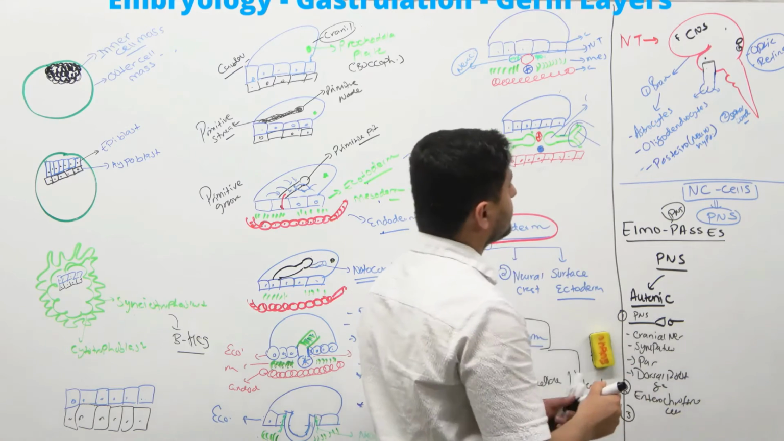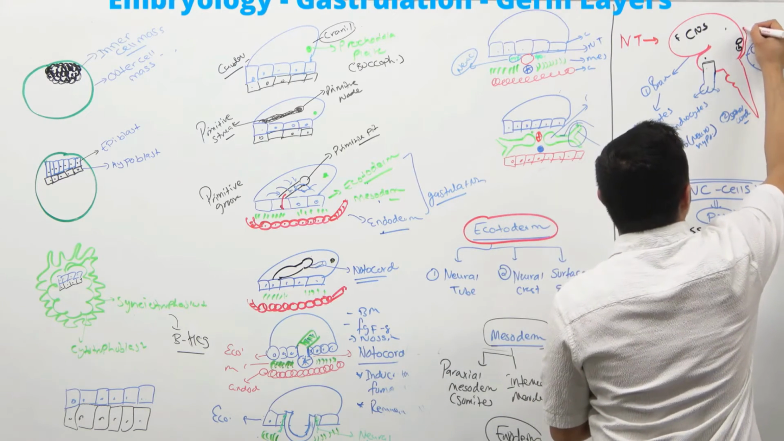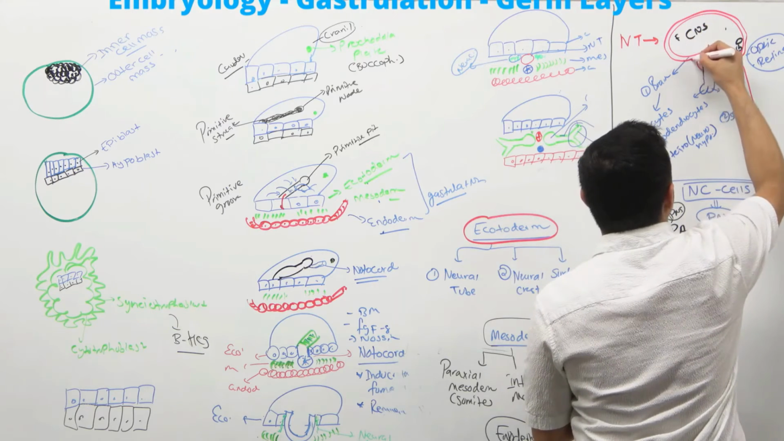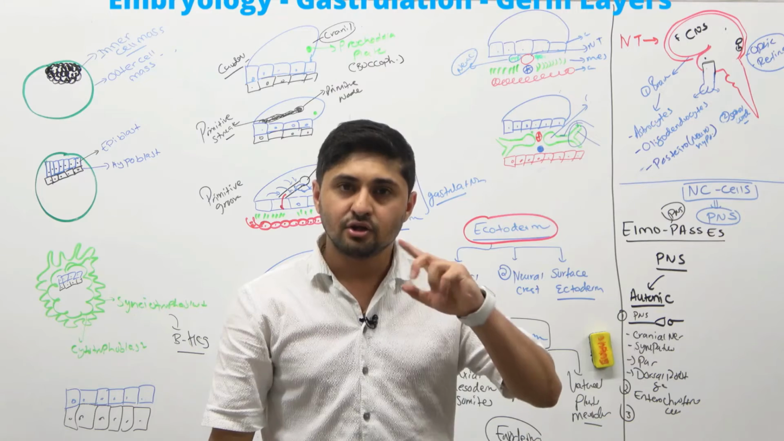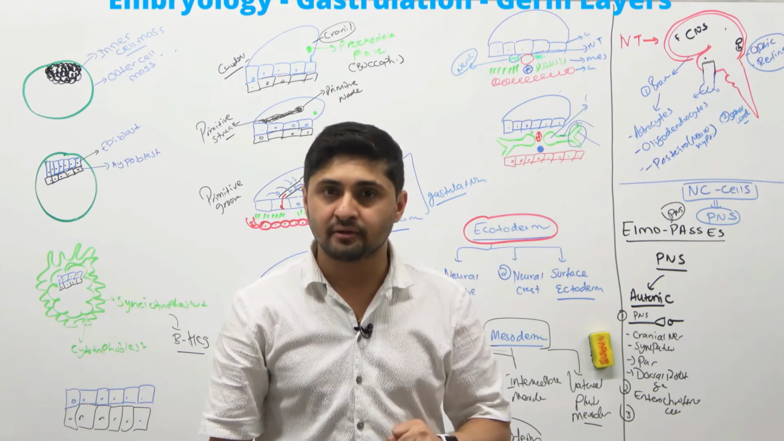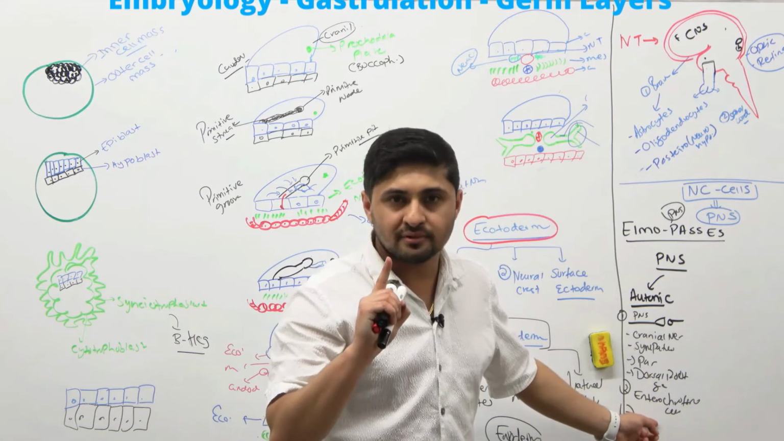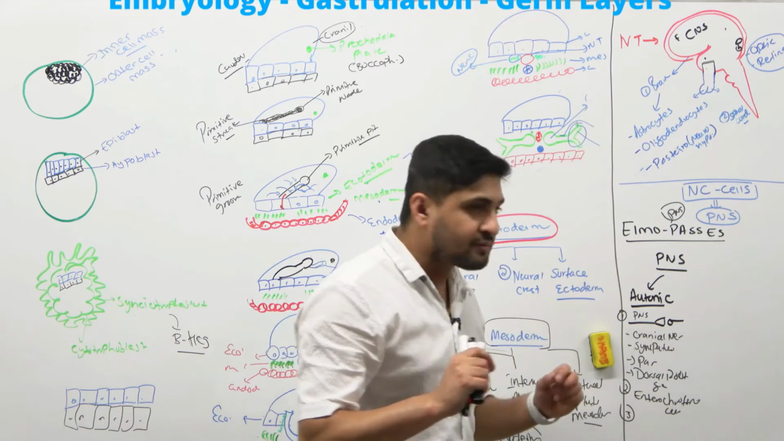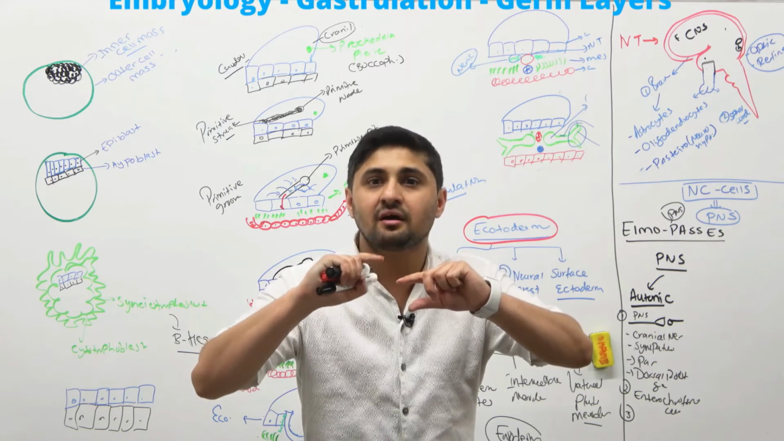You know the brain, remember this brain has layers, not the internal. There are different layers, right? What are those 3 different layers of the brain? Meninges, right? You have the dura mater, you have the arachnoid mater, and you have the pia mater. You have to remember this. This peripheral nervous system gives rise to the pia mater and arachnoid mater.